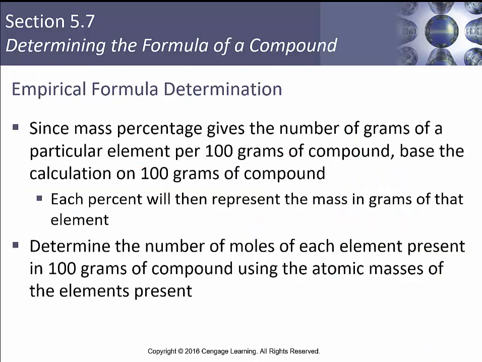Our empirical formula determination, since the mass percentage gives us the number of grams of a particular element per 100 grams of compound, the base calculation is going to be based on 100 grams of the compound. So make that assumption. That makes your life easier. Right? You're talking about a percent. And 100 grams of compound makes sense if you're doing a percent because you got your 100 built in right there. So you determine the number of moles of each element present in the 100 grams.